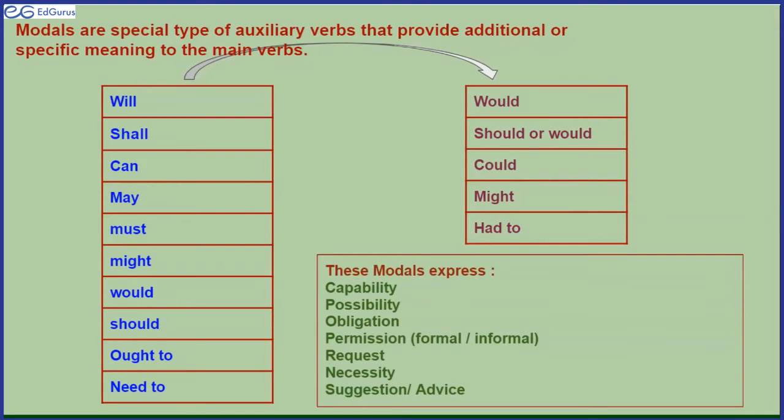Ma'am, concern, request. Yes, it's not a request, it expresses an offer. I'm offering my help. Can I help you? May I help you? It is an offer, right? Can you close the door for me? This is a request, right? Can I sit? This is informal permission. You can sit, informal permission.